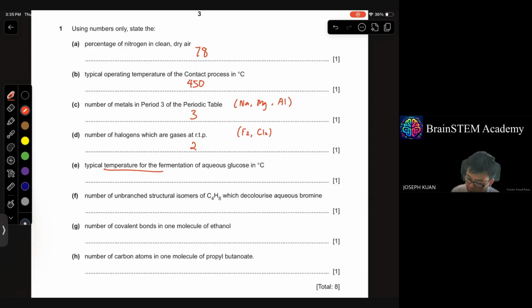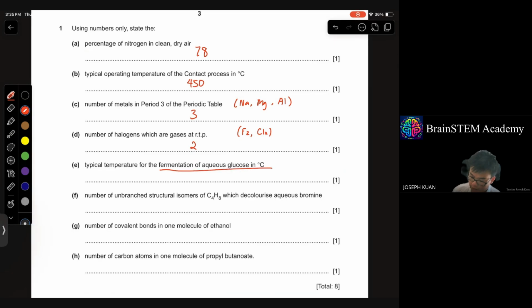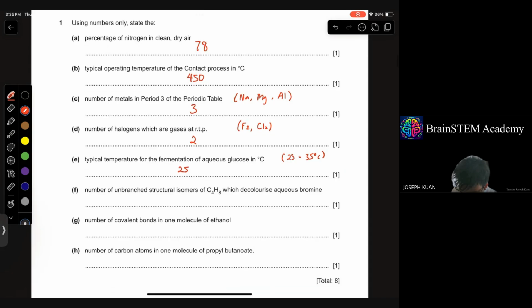The typical temperature for the fermentation of glucose. Okay, fermentation of aqueous glucose in degrees Celsius. So based on the syllabus, it's 25 to 35 degrees Celsius. So you can write any value that is in between. You can write 25, you can write 30, you can write 35. The number of unbranched structural isomers of C4H8, which decolorize aqueous bromine.